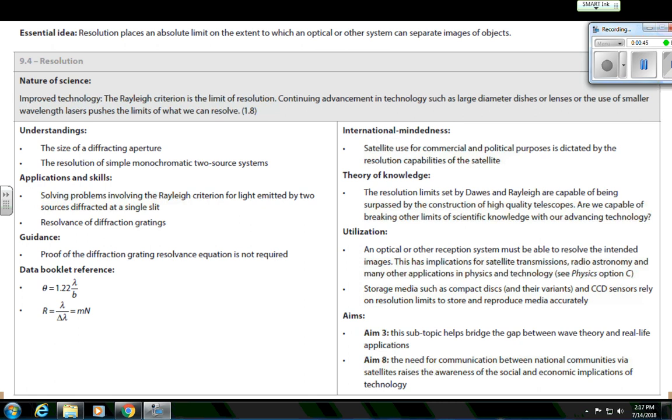Cool. A couple of things you need to understand there: the size of a diffraction aperture, and the resolution of simple monochromatic two-source systems. Application of skills: you should be able to solve problems using the Rayleigh criterion, and you should be able to deal with the resolvance of diffraction gratings. We'll talk about that. Notice the guidance there: the proof of the diffraction grating resolvance equation is not required. You won't have to derive the equation, and there are two equations that we'll be working with in this unit.